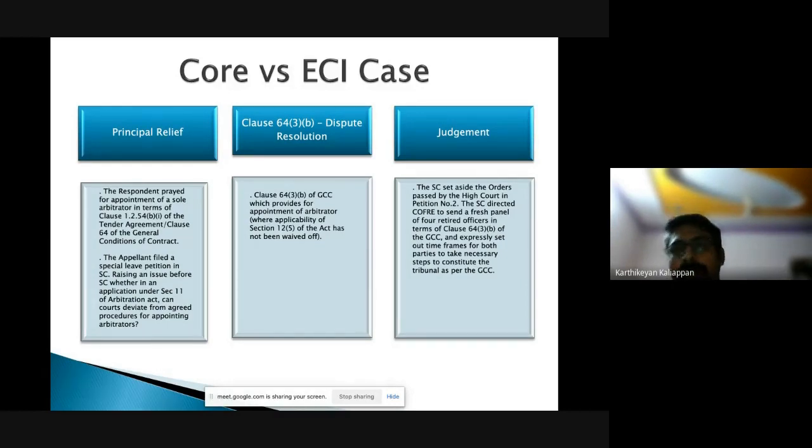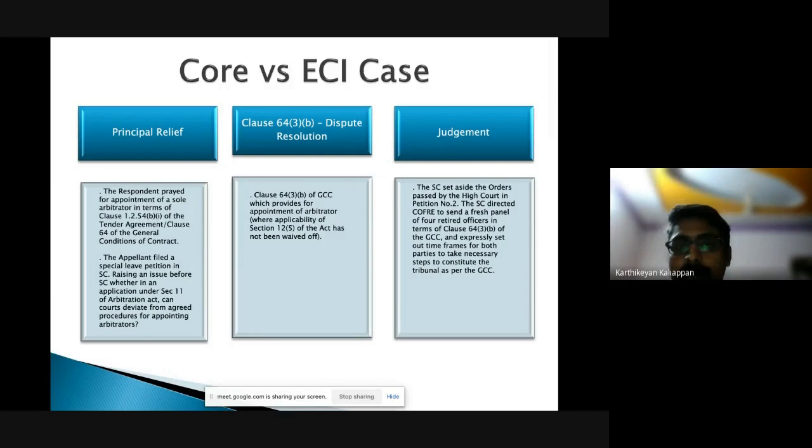So what happened was, after that, CORE, the railway electrification, terminated the contract between the parties, since the respondent did not complete the given work in the contractual time period. The appellant cancelled the termination, I mean, terminated the contract. So that is what happened. And the respondent is not happy that the contract has been terminated, so he decided to file a petition before the High Court challenging the termination. So that happened here, the first thing.